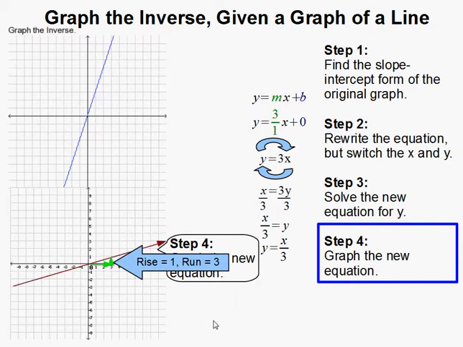And that gives us our second point here. So we have our first point, our second point, two points. Now we can make a line. And this is the line that is the inverse to this line. And that completes our problem.